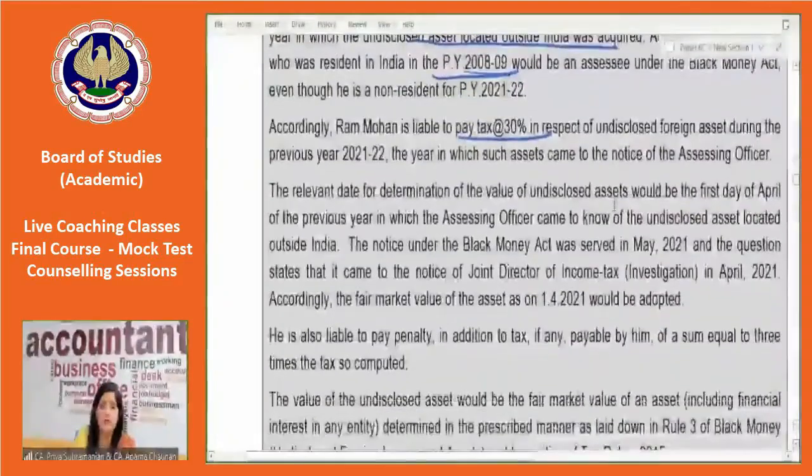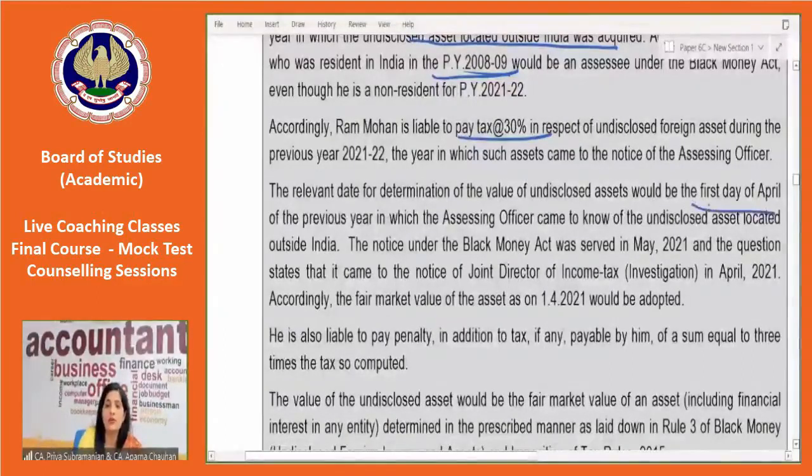What is the procedure for determining the value of the assets and everything? For determining the value of the undisclosed assets, the relevant date would be the first day of April of the previous year in which the asset came to notice. It means on that date, you have to determine the value of the assets.